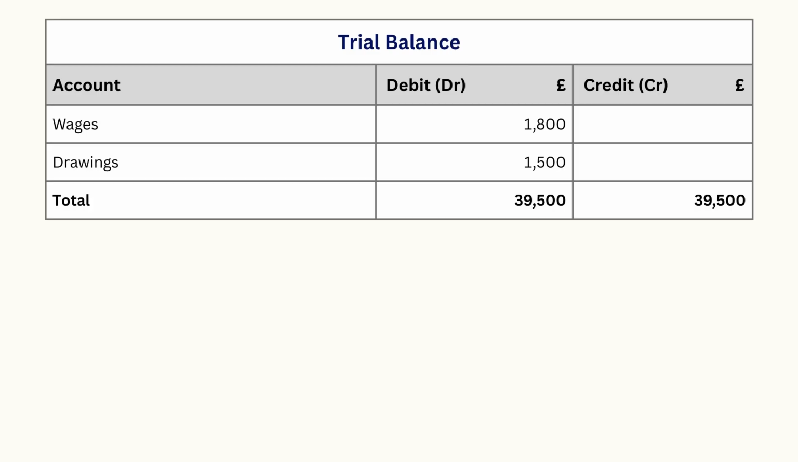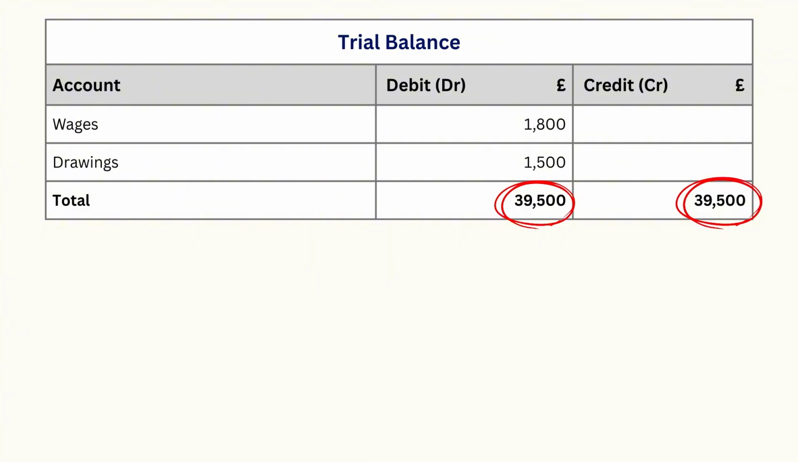Now we total each side. The debit column adds up to £39,500 and the credit column also adds up to £39,500. Because the two totals match, the trial balance is balanced.